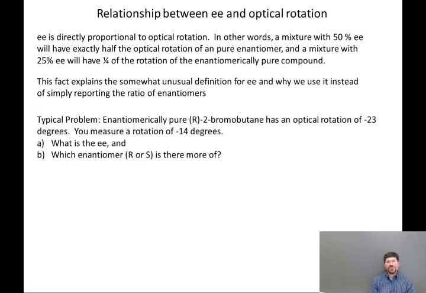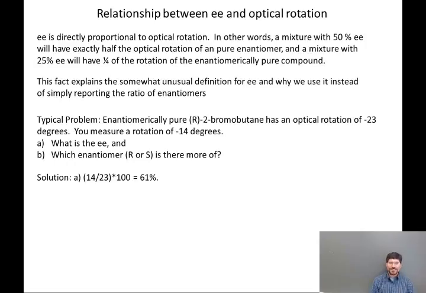So what's a typical problem that we might have to solve using this concept? You will be given that enantiomerically pure R-2-bromobutane has an optical rotation of -23 degrees. And somebody gives you a sample, you go into the lab, and you measure an optical rotation of -14 degrees. What you have to come back and report to your supervisor is what is the EE and which enantiomer, R or S, is there more of in your sample.